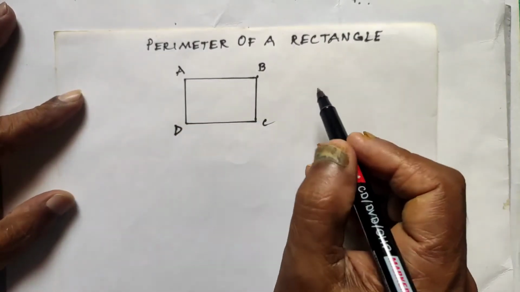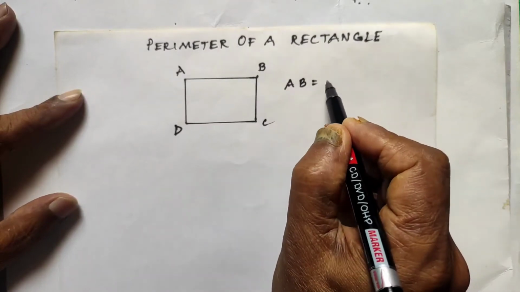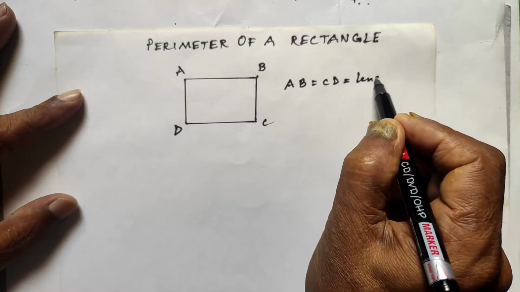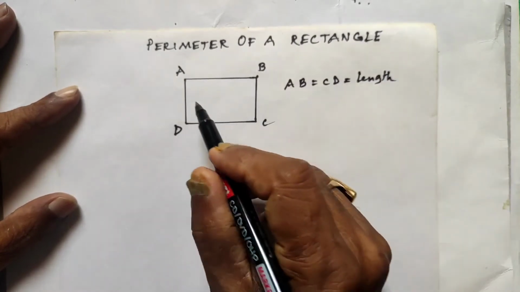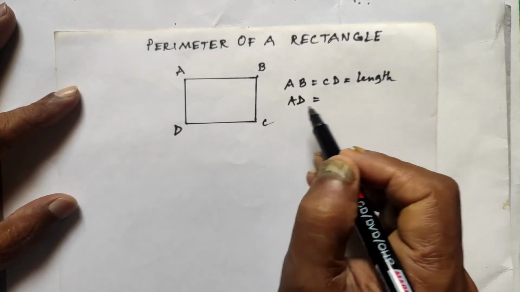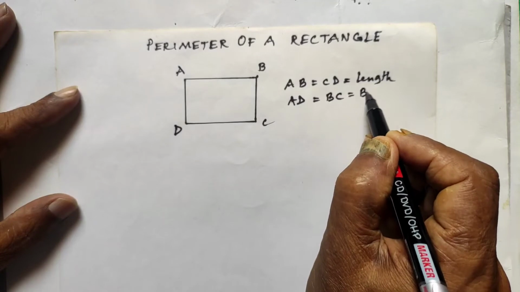Here you know that AB equals CD equals length, and over here AD equals BC equals breadth.